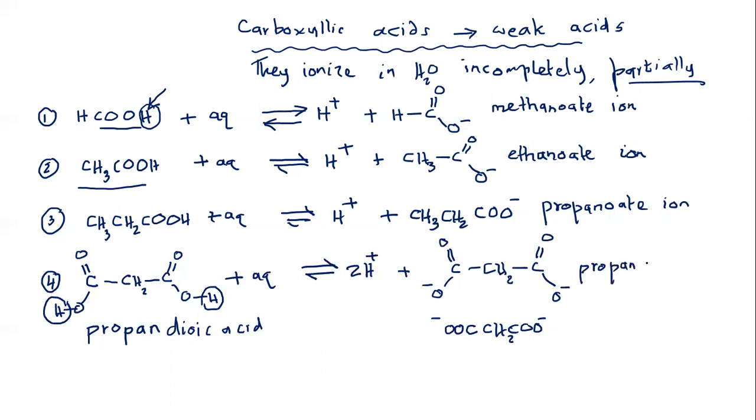Propandioate ion. Propandioate ion. To practice, of course, you have to copy down this. Only when you copy this down, while thinking how exactly this happens, can you get a clear idea as to how a carboxylic acid molecule acts as a weak acid.